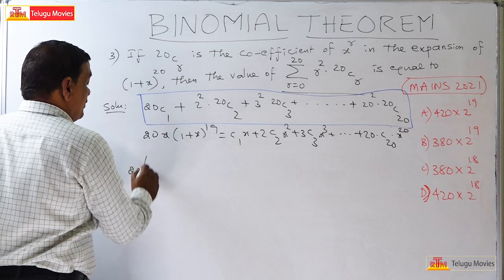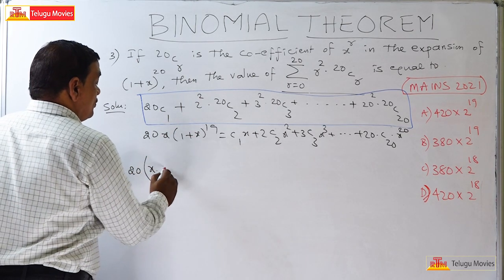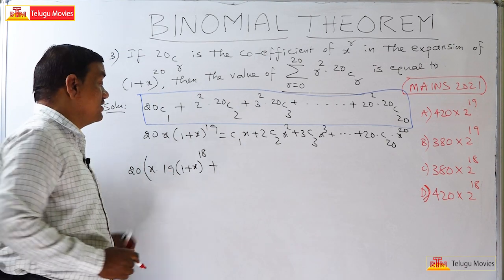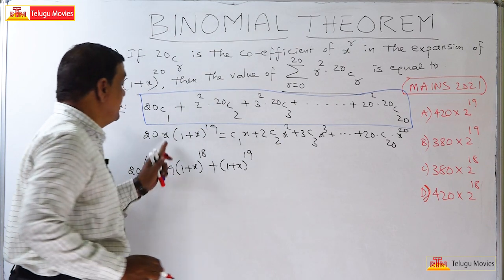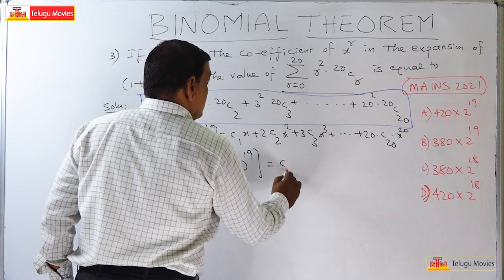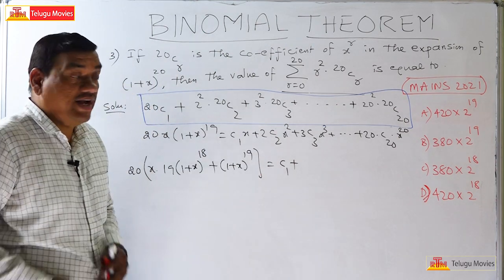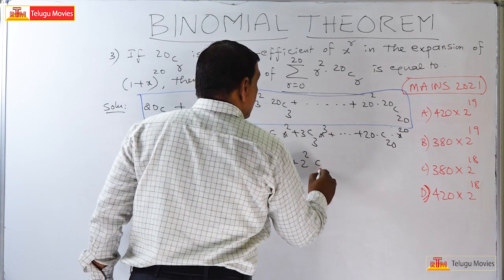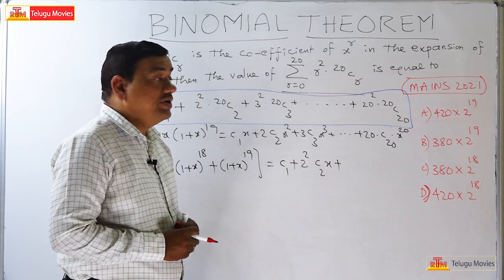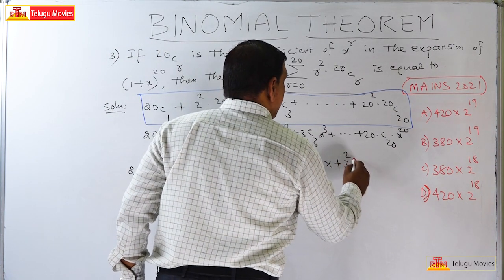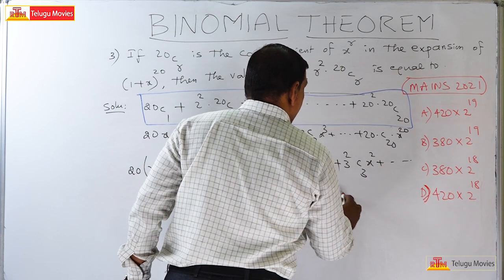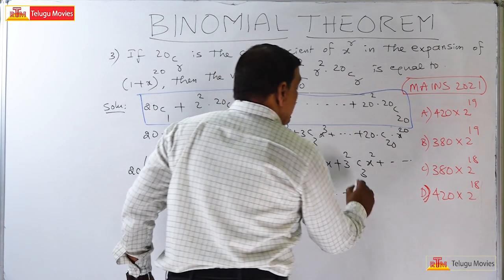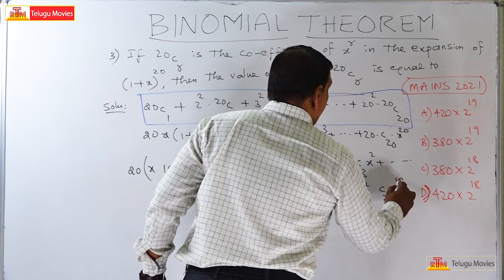This is equal to 20 into, using the u into v formula, x into 19 into (1 plus x) whole to the power of 18, plus x power n derivative, n into x to the power of n minus 1, times (1 plus x) whole power 19; x derivative is 1, so no need to write it down. Now, here C1; x square derivative is 2x, already 2 is there, so we can write 2 square C2x. x cube derivative is 3x square, already 3 is there, 3 square C3 x square, plus so on. Last term, x power 20 derivative is 20 into x to the power of 19, already 20 is there, 20 square into C20 x to the power of 19.